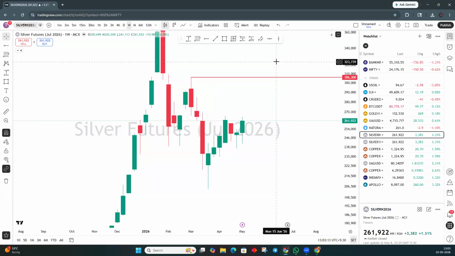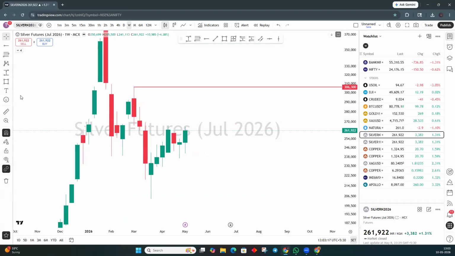So this is the view for silver, and we will maintain the stance of buy on dip in silver for this week, as per the closing basis again.